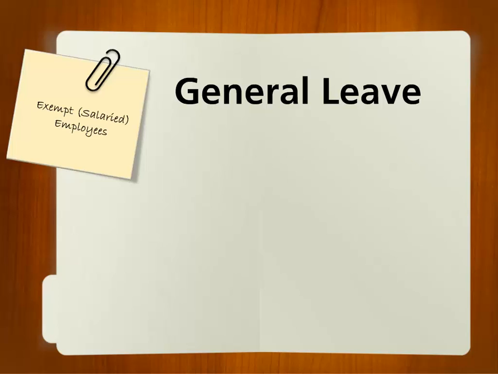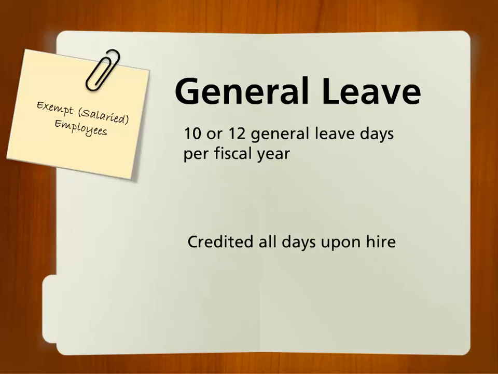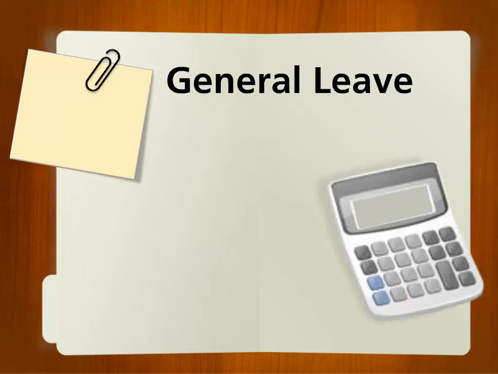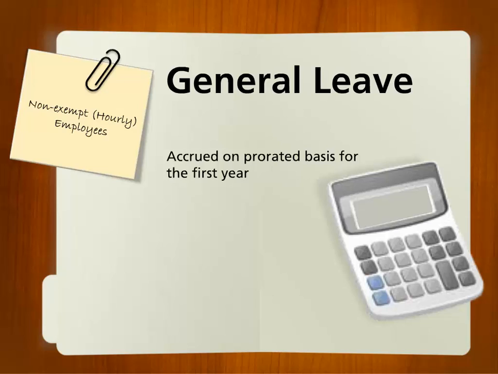Exempt or salaried employees receive 10 or 12 general leave days each fiscal year, depending on whether they are less than 12 or 12-month employees. These days are credited to them upon hire. Hourly employees accrue leave based on their scheduled hours. A full-time, non-exempt employee receives 10 or 12 general leave days per fiscal year, depending on whether they are under 12 or 12-month employees. Hourly employees accrue these days on a prorated basis for their first year of employment.